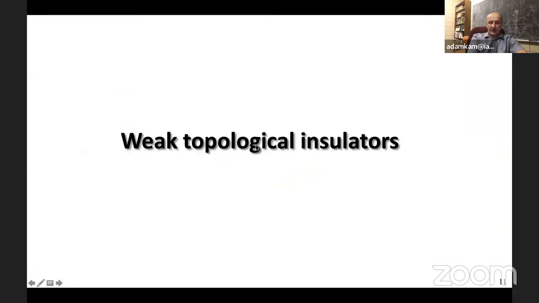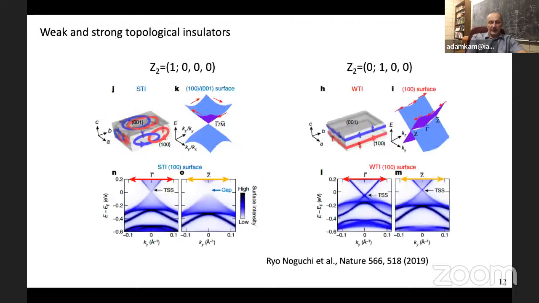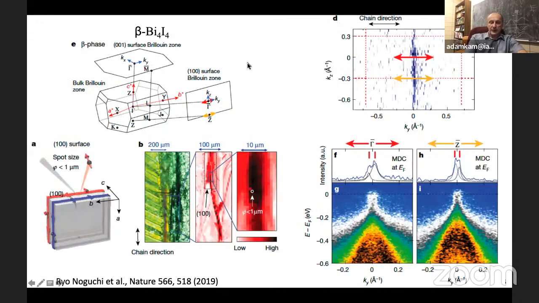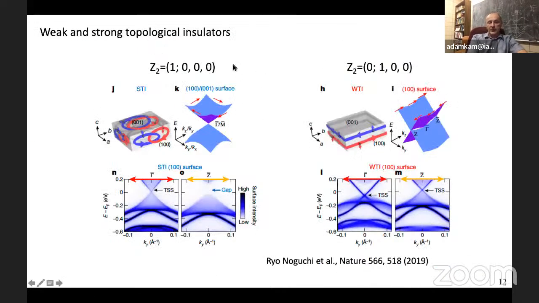Let me just start with something quite unusual. Everybody by now knows about strong topological insulators, but in addition to those, there's another class of topological insulators called weak topological insulators. One of the first examples of those was discovered in the group of Professor Takeshi Kondo, who looked at beta bismuth iodide. And the difference between the strong and weak insulator is the Z2 topological index.